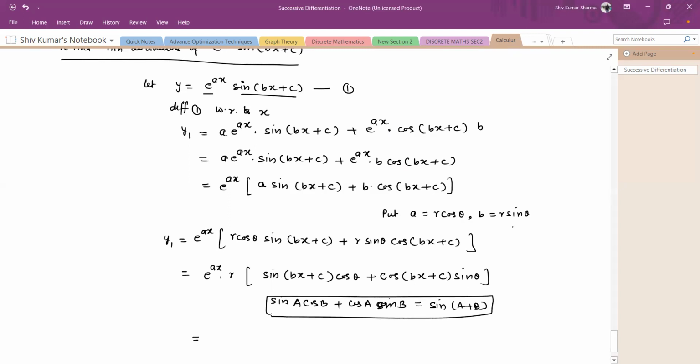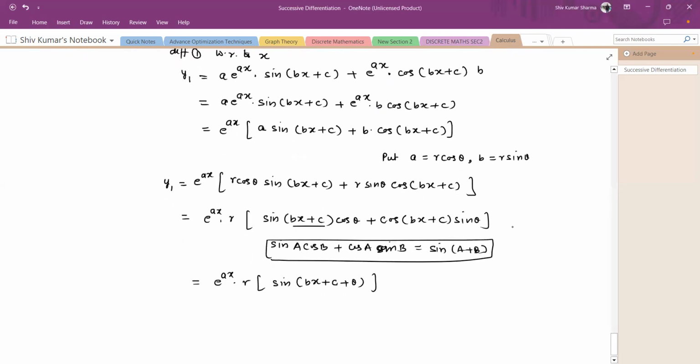So we can write e raised to the power ax into r into sine a. What is a here? a is bx + c and b is theta. So we write sine(bx + c + theta). So this is our first derivative. So this is our equation number 2.